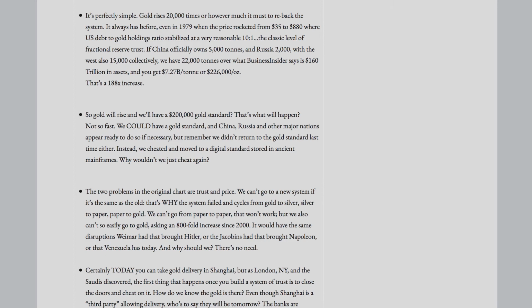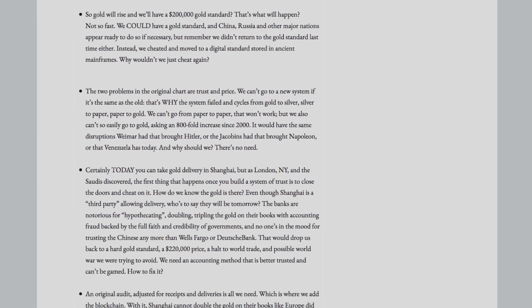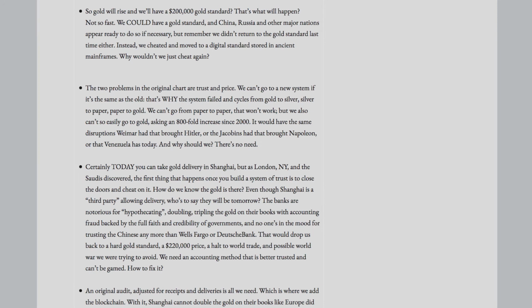If China officially owns 5,000 tons and Russia 2,000, with the West also 15,000 collectively, we have 22,000 tons over what Business Insider says is $160 trillion in assets, and you get $7.2 billion a ton, or $226,000 per ounce. That's a 188-times increase. So gold will rise, and we'll have a $200,000 gold standard.